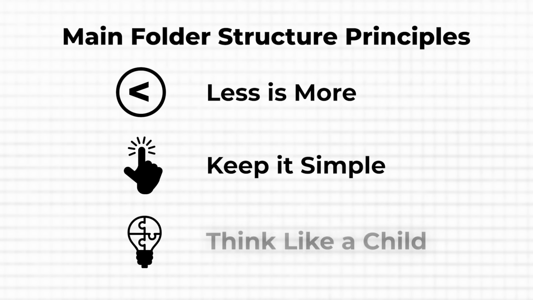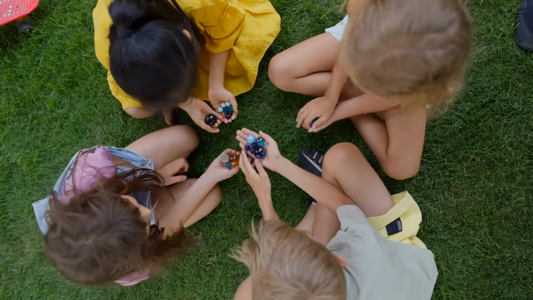And finally, you should think like a child. It might seem very similar to keeping it simple, but has a slightly different meaning. Children are very straightforward, very honest, and bring so many things straight to the point without thinking outside the box, which is great for some things, but not for file management.